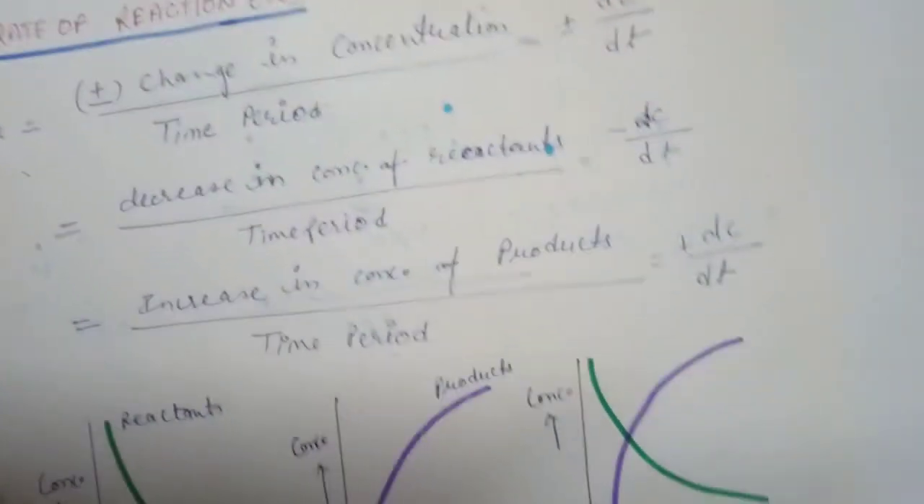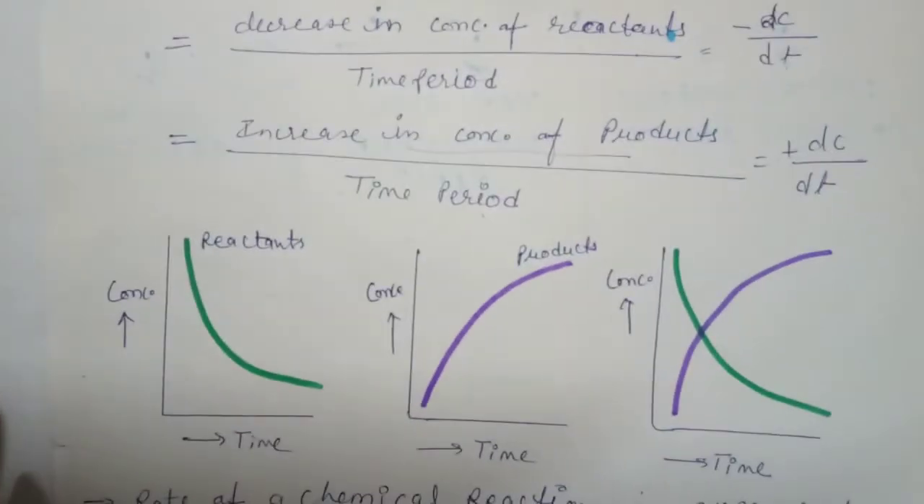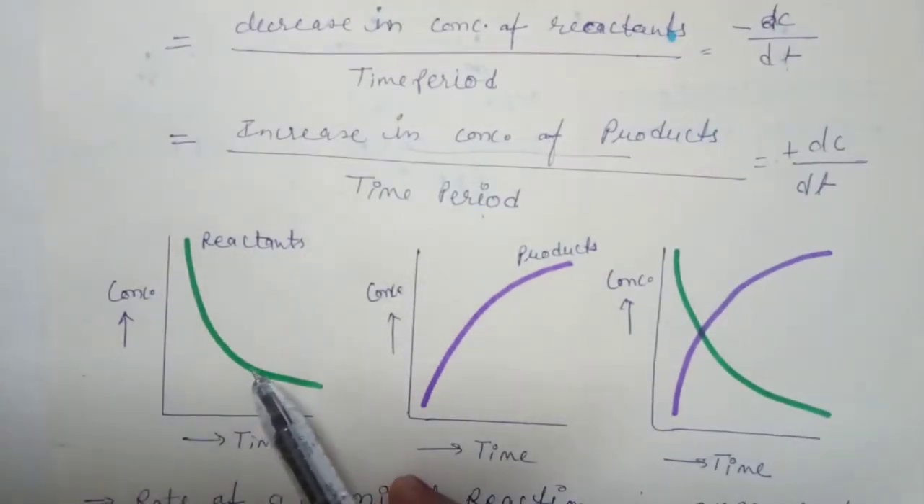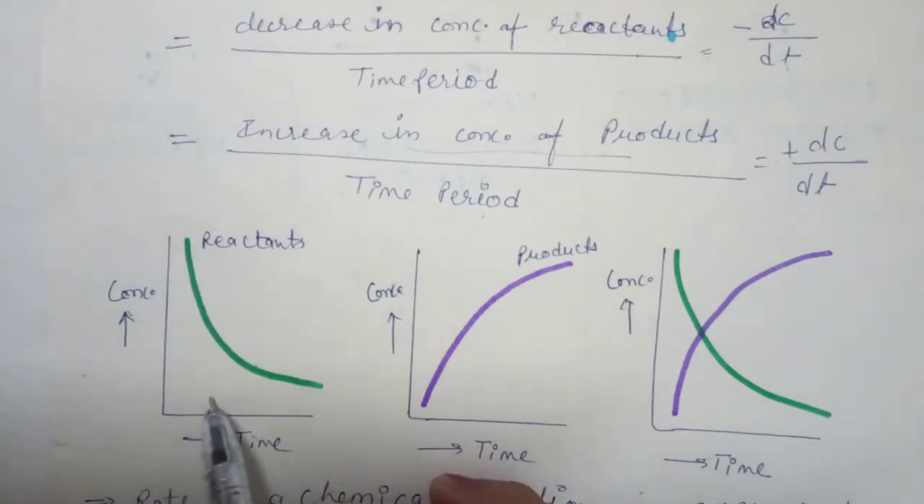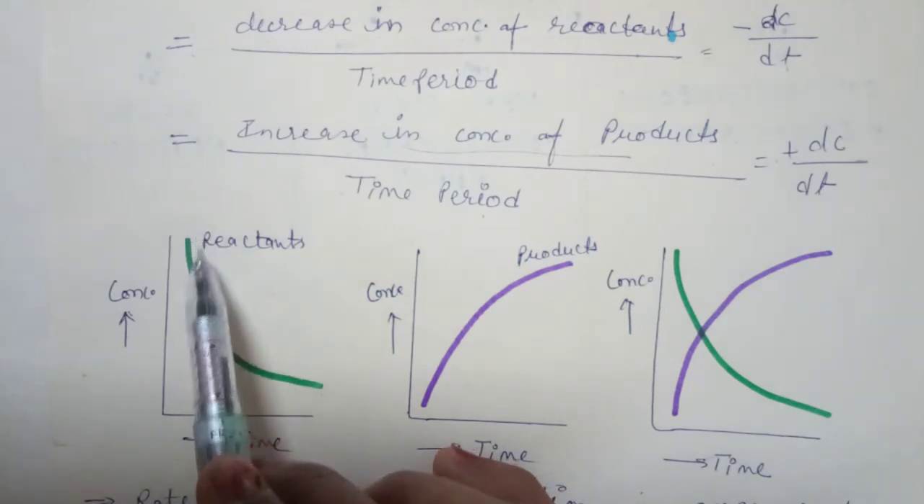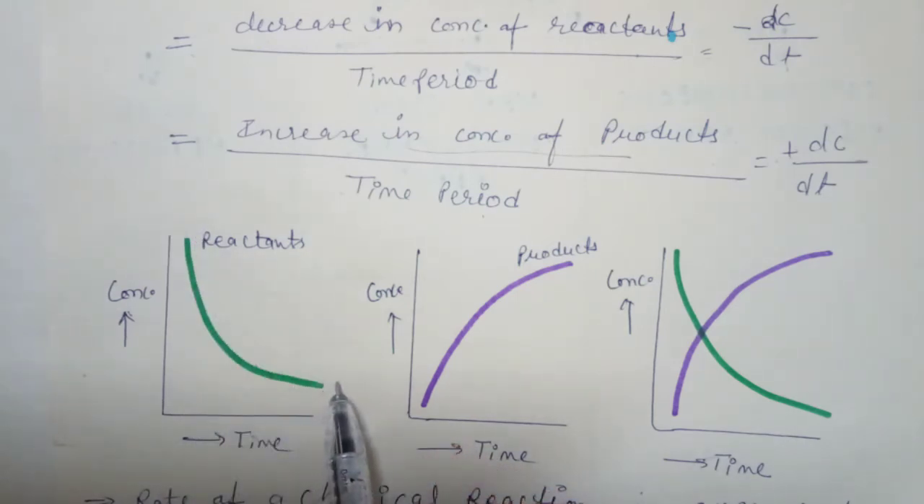We can show this by graph. See, when we plot a graph between concentration and time for reactant, the graph is this type. Means as time increases, the concentration of reactant decreases. Why?